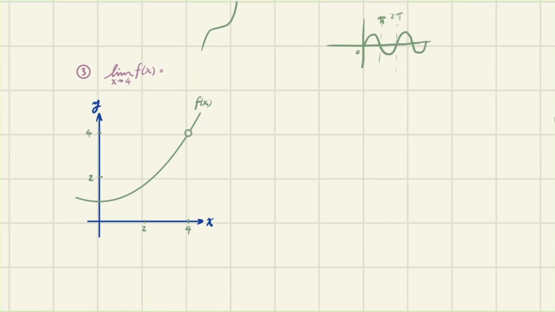Okay, now let's look at the graph. I have a function f of x, and what is the value of the function when x approaches 4? Well, just look at the graph. Here is x equals 4. The function doesn't have a value there. It's undefined at x equals 4, but the function does approach a value when x approaches 4. Now, what's the value? The value is y equals 4. So the answer is 4.